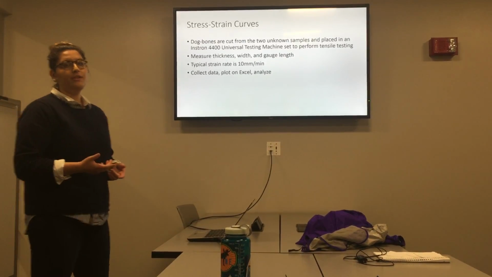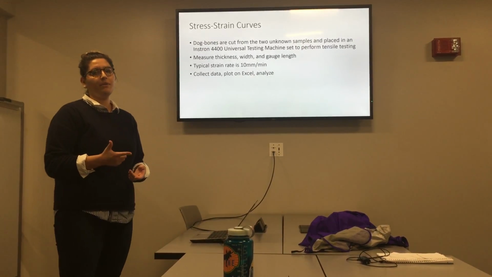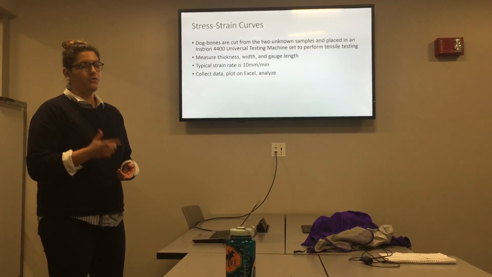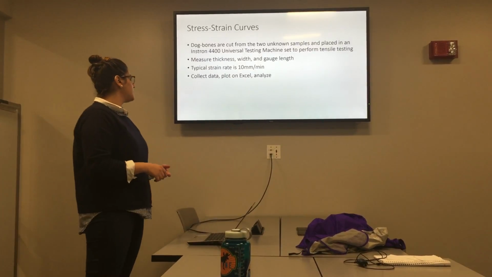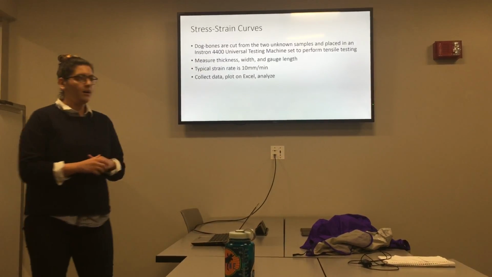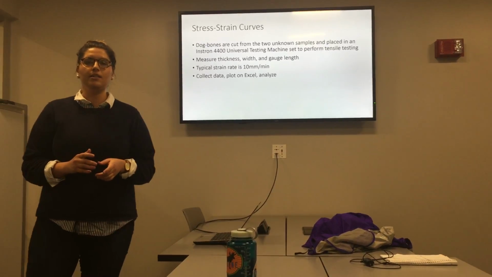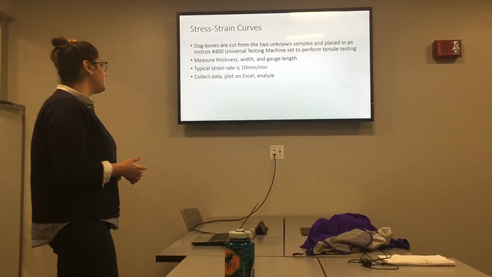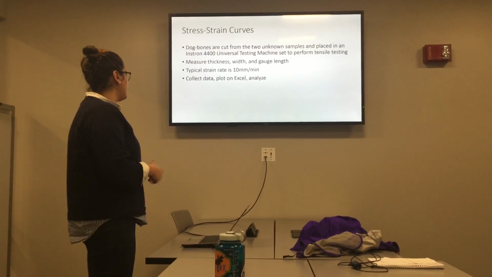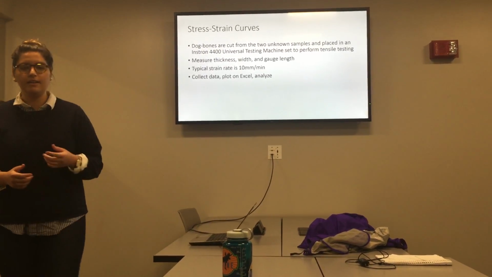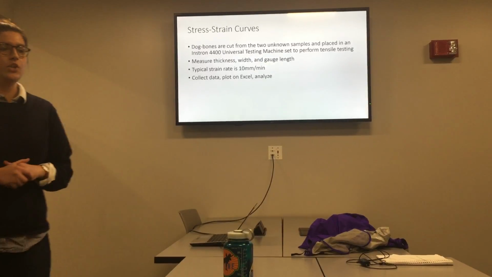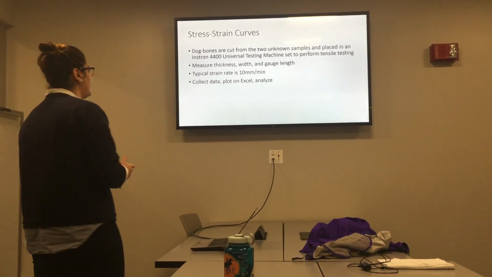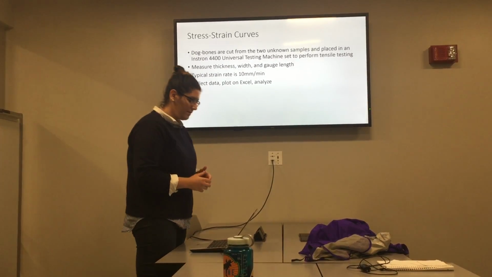Just remember, when you're actually doing a tensile test, you generate load displacement charts, not stress strain, so you do have to convert them afterwards, which you need those measurements for. A typical strain rate is 10 millimeters a minute, but as I'll talk about a little bit later, that can be adjusted up to 50 millimeters a minute, and we actually do that. Afterwards, collect the data in Excel, analyze it, and like I said, change your load displacement curves to stress strain curves.